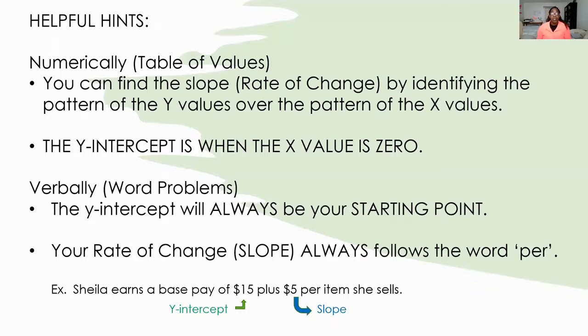Numerically is another way of just saying a table of values, okay? It's almost like a regular XY table. They give you some X values, they give you some Y values. So you can find the slope, or another way of saying rate of change, by identifying the pattern of your y's over the pattern of your x's. You're going to see what the pattern of your y values is and what the pattern of your x values is, and then you're going to make it a fraction. The y-intercept is where the x value is 0. I'm going to show you in a couple of examples what I mean.